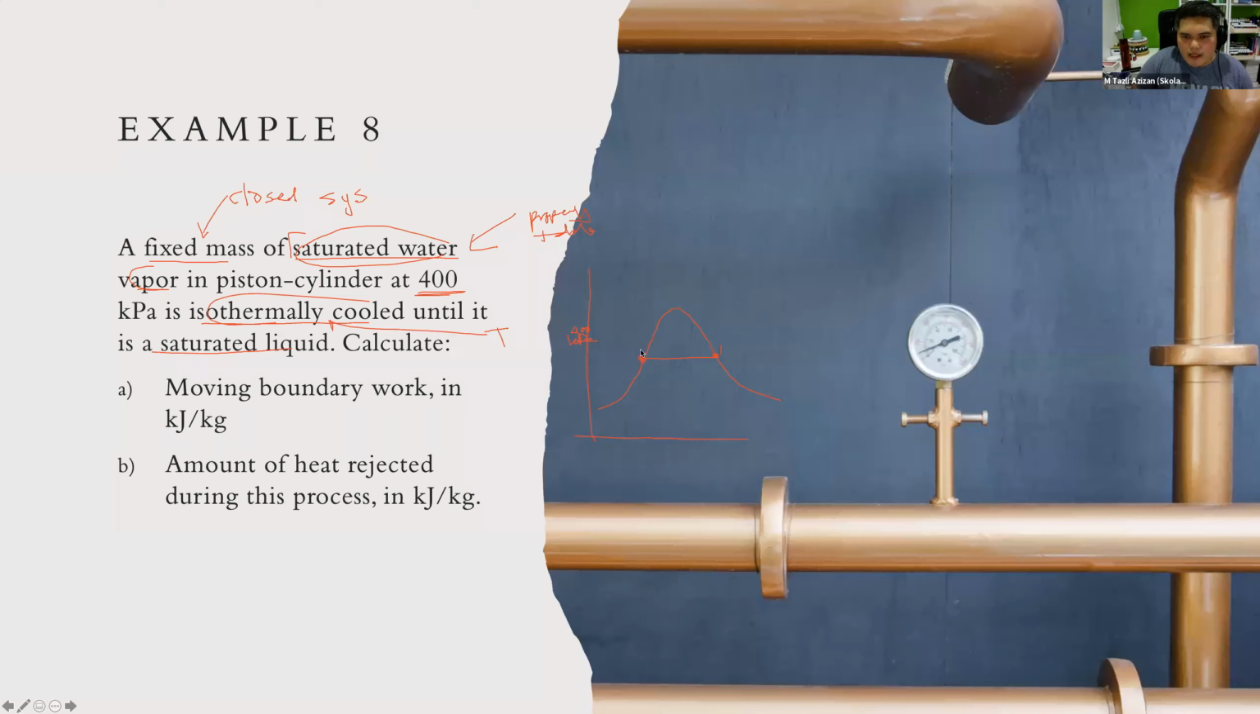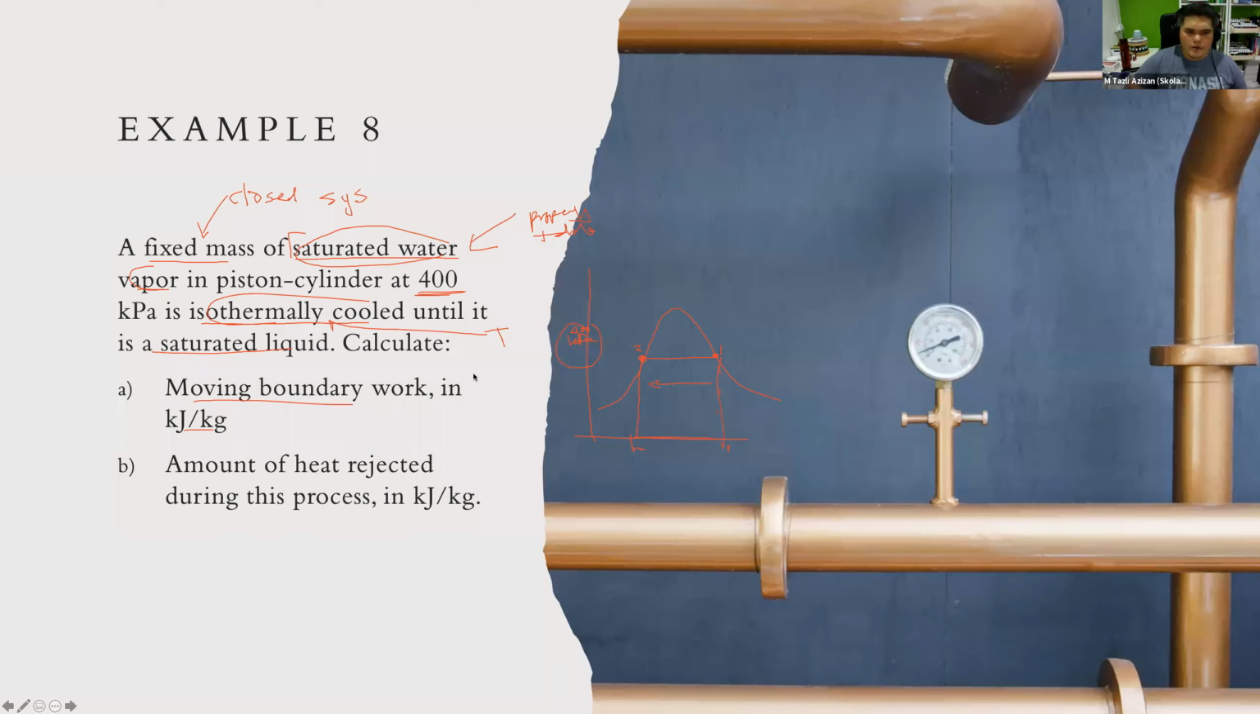So this is 0.1, this is 0.2. If we look at the volume, this is V1, this is V2. So there is some kind of compression. But in the compression that occurs, the volume decreases, while the pressure stays the same. It maintains as 400 kPa. So now calculate the moving boundary work in kilojoule per kilogram. So how do we calculate the moving boundary work? It's easy. We just need to determine the area under the curve.